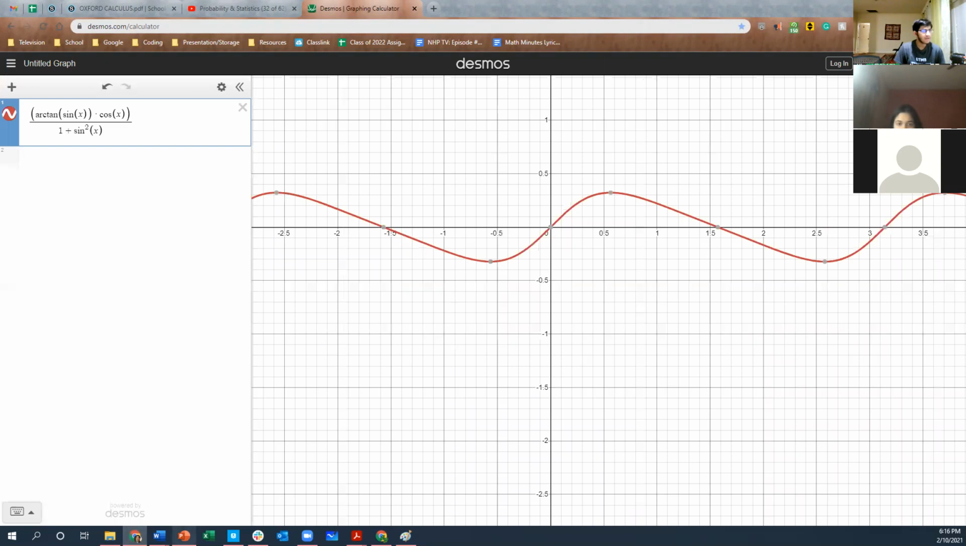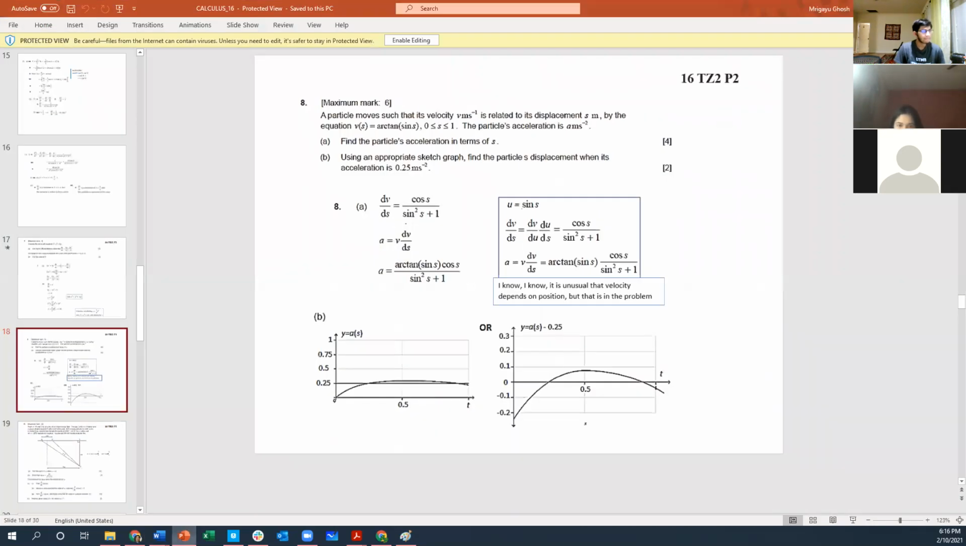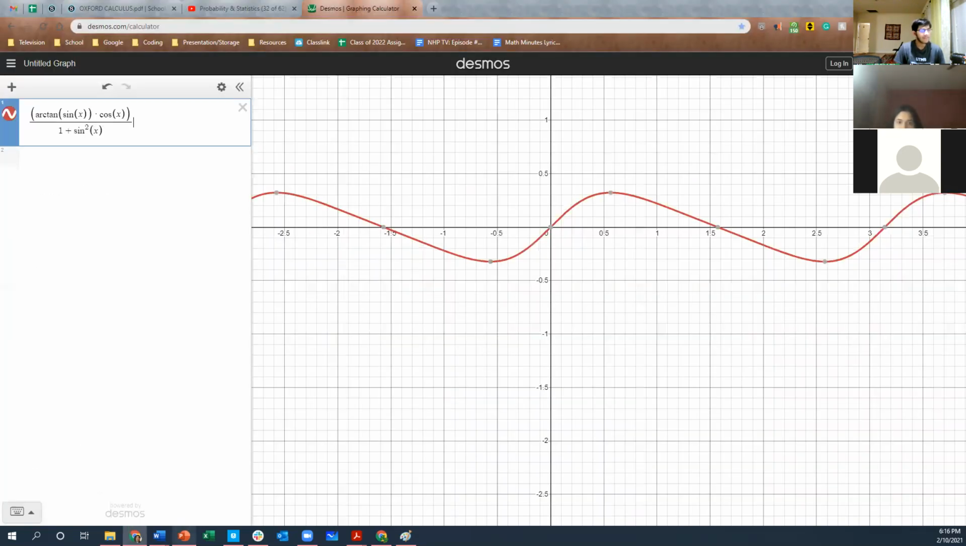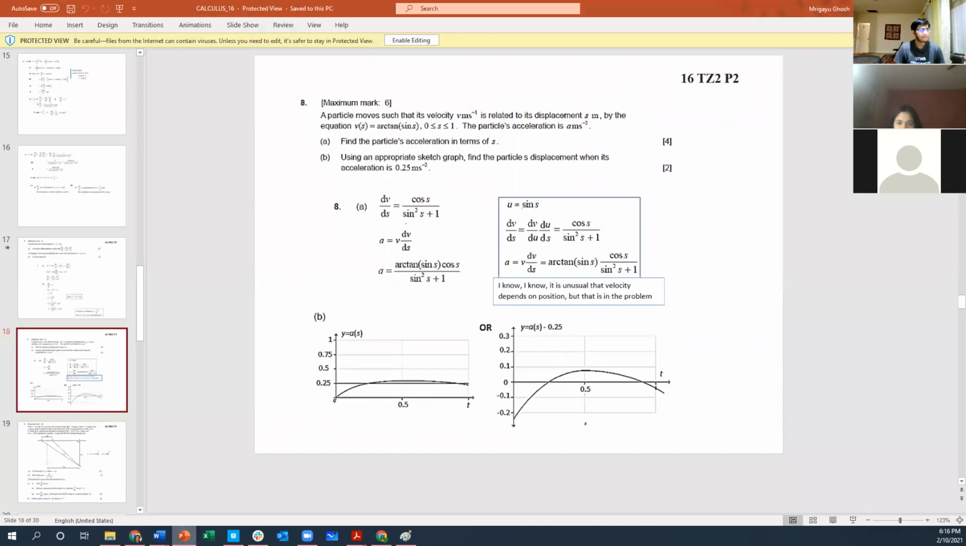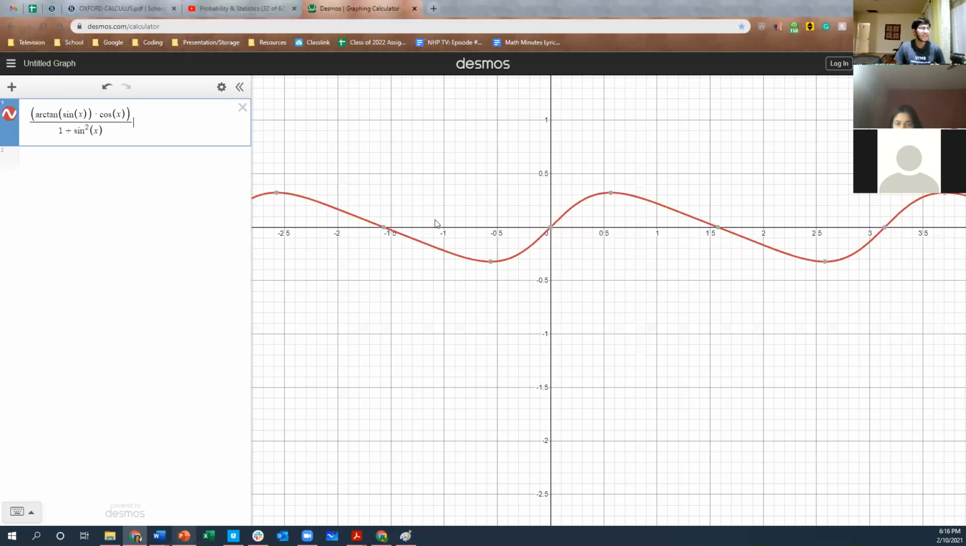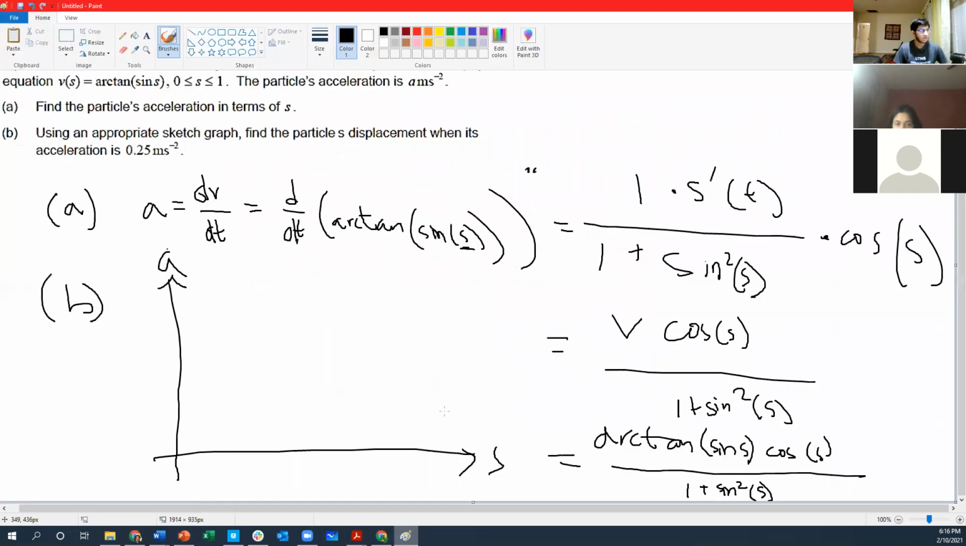Kind of, right? Yeah. The second. I think it does. Yeah, that should be an S here, not a T. So the question is asking for a sketch of an acceleration versus S graph, essentially. So that should be an S as we've drawn it. And since this is paper 2, you're allowed to use your calculator.